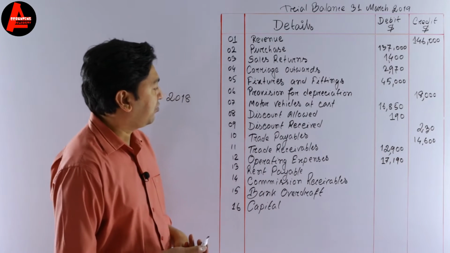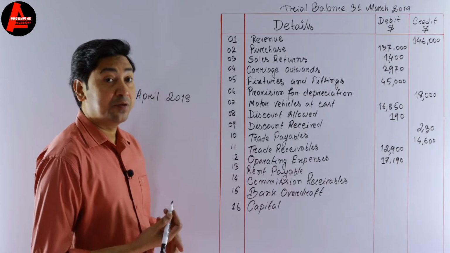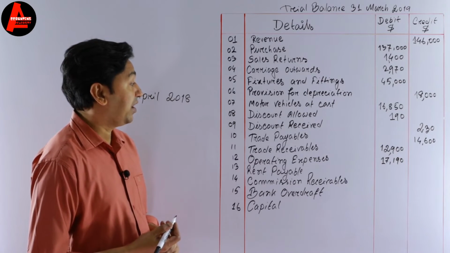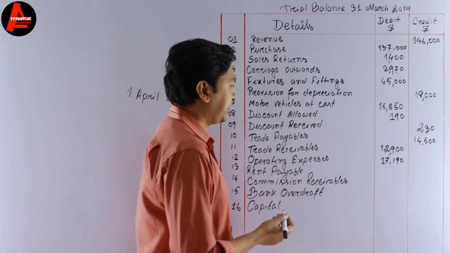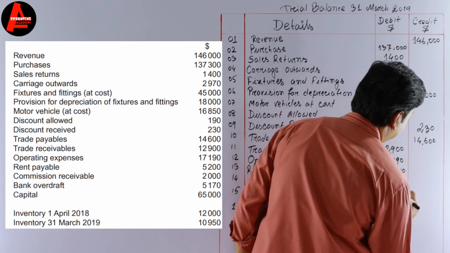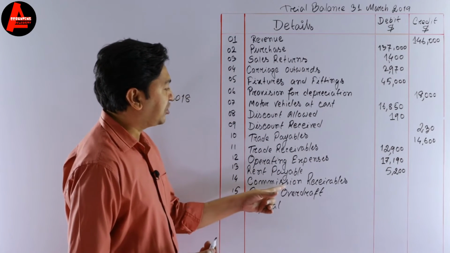Okay, then we have here rent payable. So rent payable, you have to pay this rent. This is an expense. Okay, so this will be debited. So let us write here on the debit side. It is $5,200. Okay, very good.